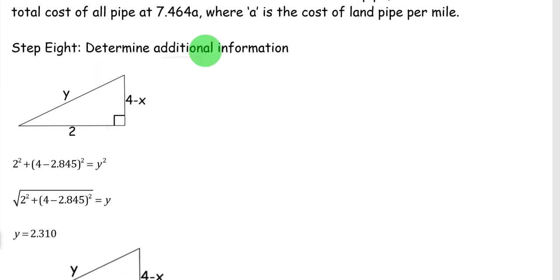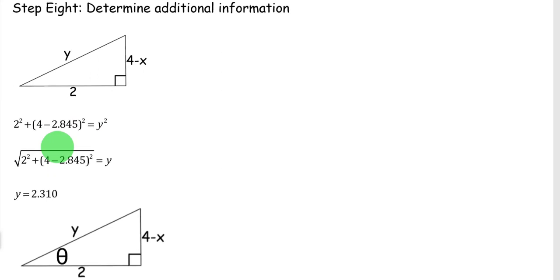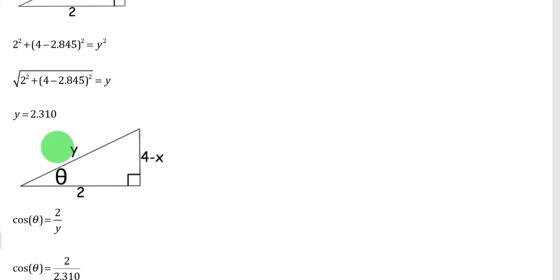Step 8, determine additional information. Well, if you go back and read the question, it asks for how much land pipe and how much water pipe. So we need to go back and use our original triangle here, plug in 2.845 for x and solve for y. We get y is equal to 2.310, so we'll have 2.31 miles of water pipe.